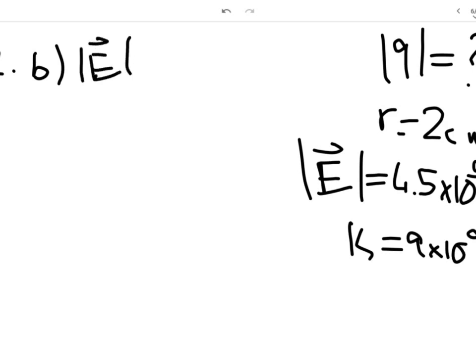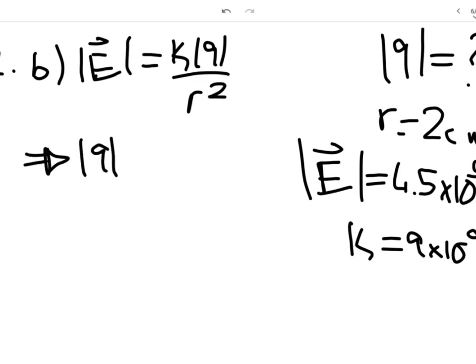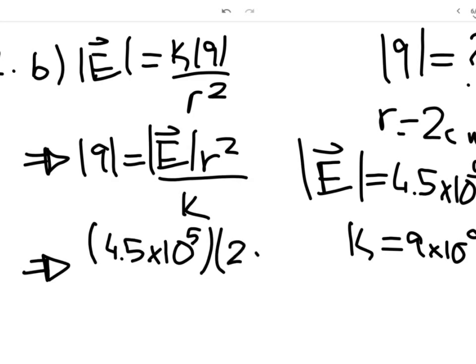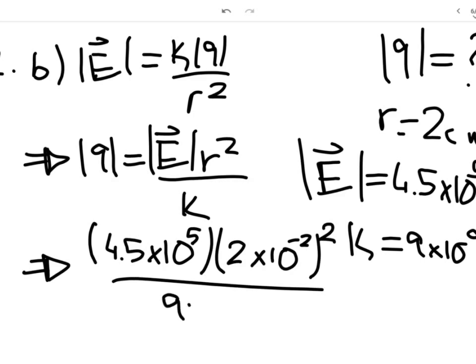So the formula is E is equal to K Q over R squared. Solving for Q, that will give you Q equals E times R squared over K. Substituting, you'll get 4.5 times 10 to the power of 5 multiplied by 2 times 10 to the minus 2 squared all over K, which is 9 times 10 to the power of 9, and that will give you 2 times 10 to the minus 8 coulombs.